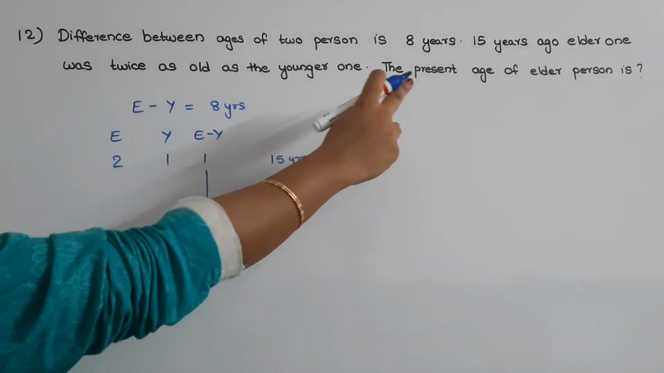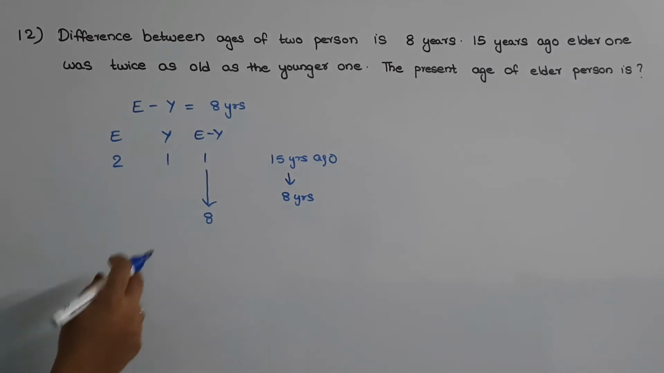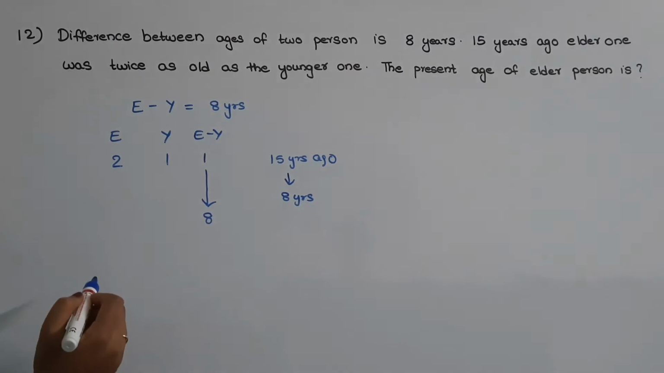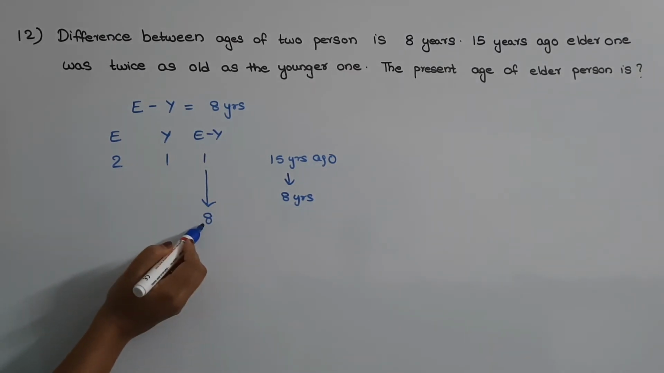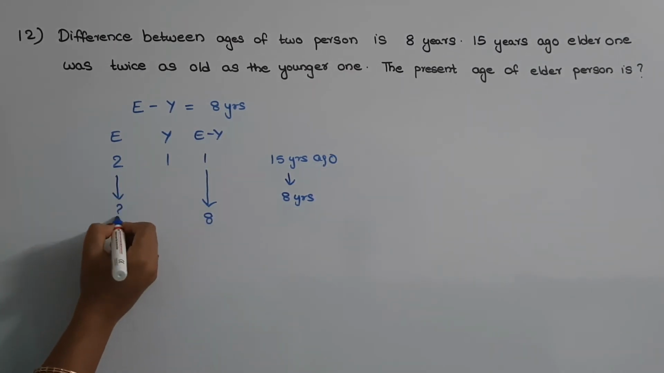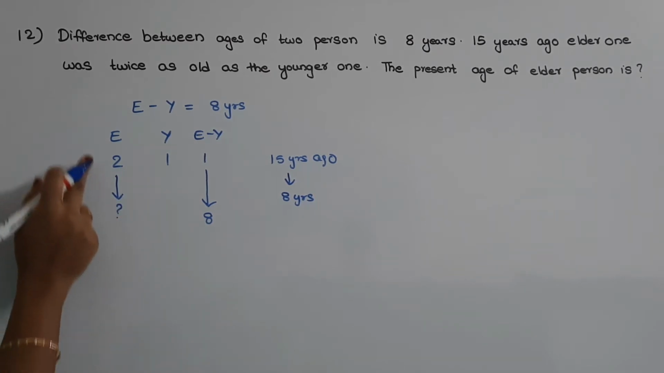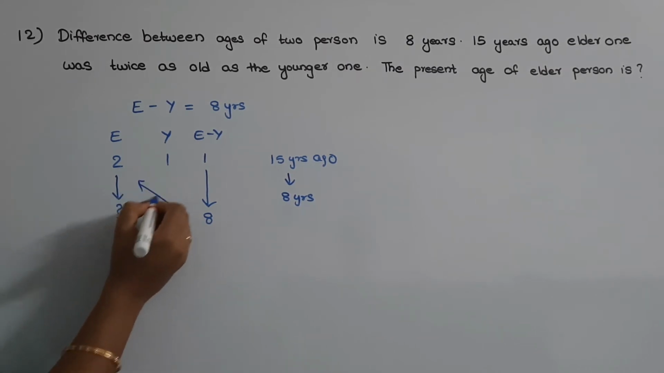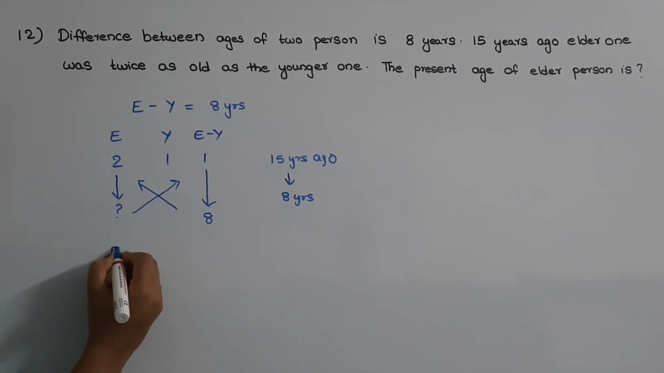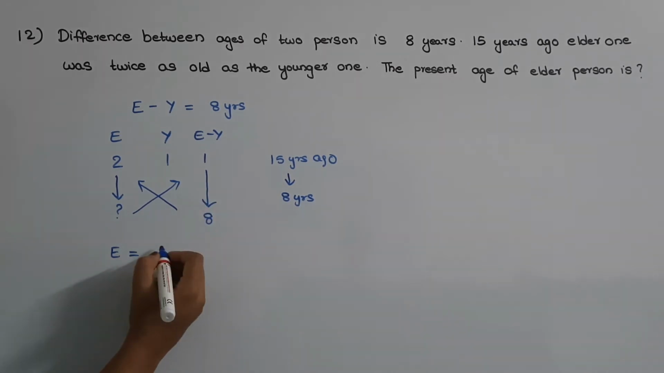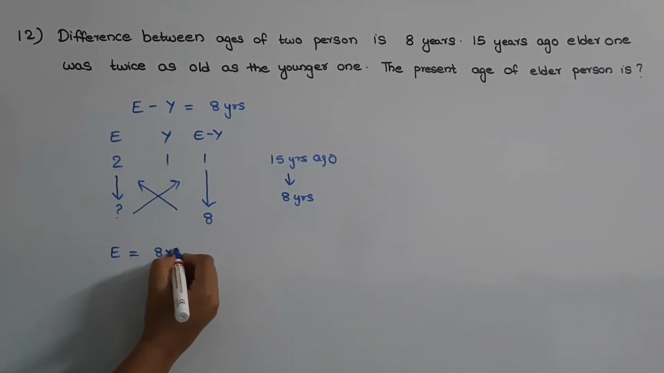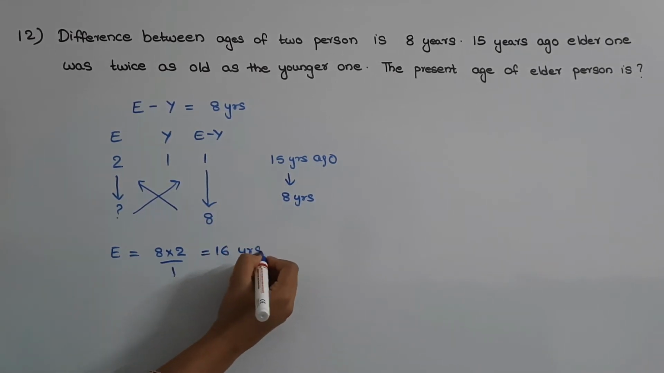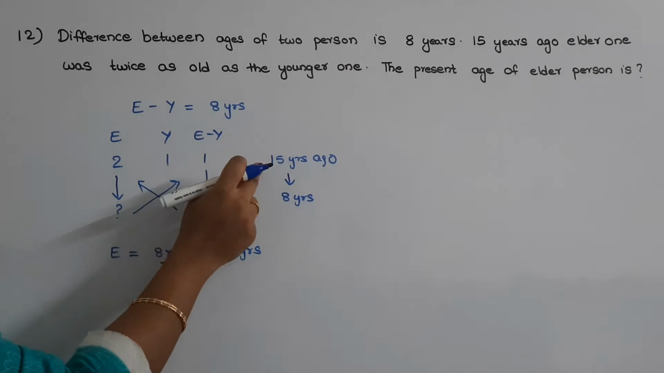We need to find out the present age of the elder person. So first let us find out what is the age of the elder person 15 years ago. If 1 can be represented as 8, then how can we represent this 2? This value will give you the age of the elder person 15 years ago. So this we will get by cross multiplying. So the age of the elder one 15 years ago will be 8 into 2 divided by 1. That will be equal to 16 years. So this is the age of the elder person 15 years ago.